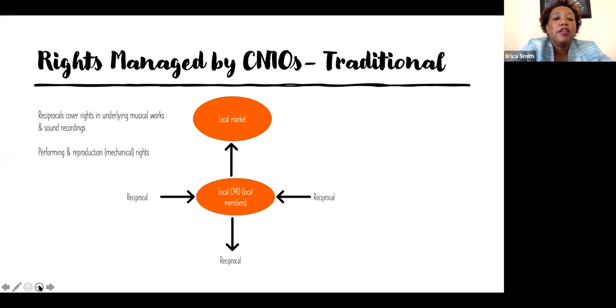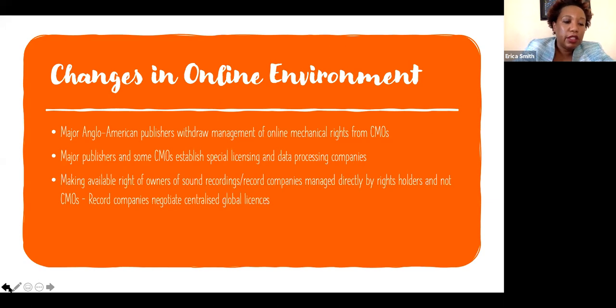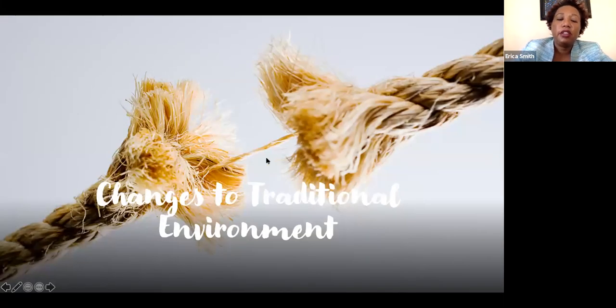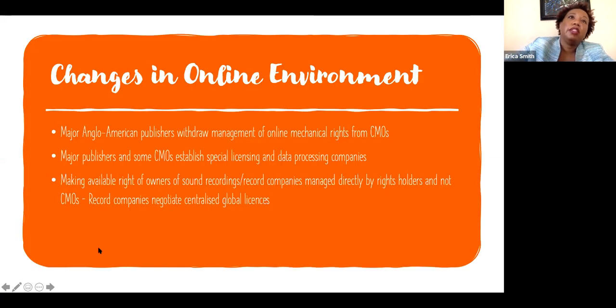And traditionally, these reciprocals would cover performing rights with those societies which manage those rights, and the reproduction or mechanical rights. Now, Coscap manages both, but often you will find that there are organizations which only manage one of these rights. The point being that the local CMO would have a reciprocal agreement to cover these various rights. Now, I showed you this graphic here, and the symbol here is the tearing apart, and that's what actually happened in the online environment. Things were torn apart and changed.